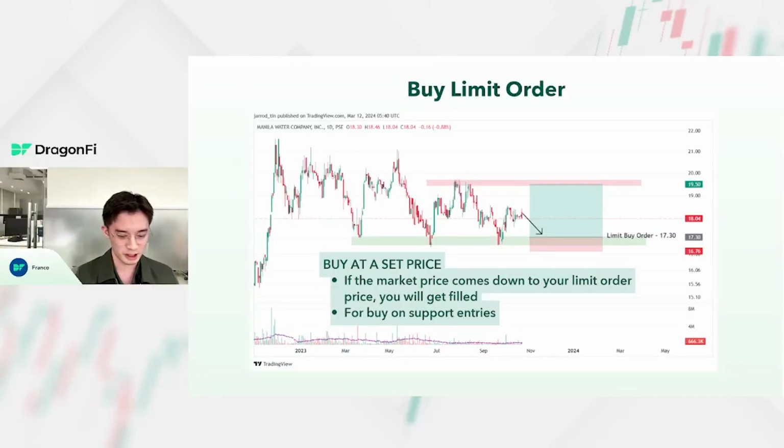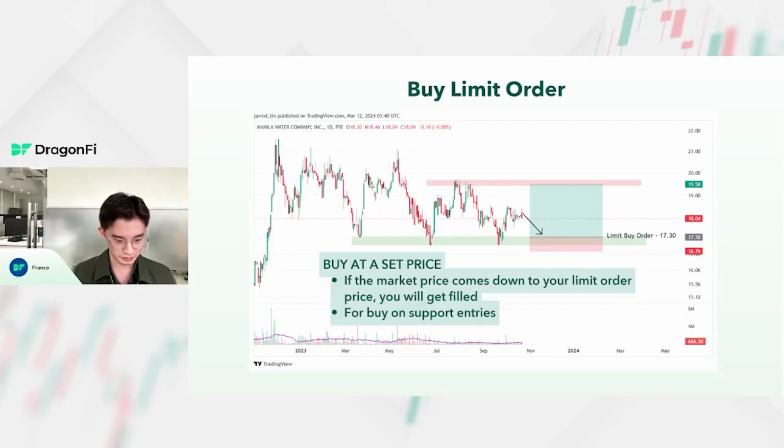So this is Manila Water, same chart Jared was showing earlier. So as I'm sure you already know that it will hit support, but let's say you're busy, you're working a full-time job, and then you want to anticipate MWC at support. So you can set a buy limit order at 17.30, and then simply wait until your order is filled. You no longer have to pay attention, but please remind yourself to change the duration to GTC because it will not happen in a single day. So sometimes you will have to wait for a few days or a week before your order gets executed at your designated price.